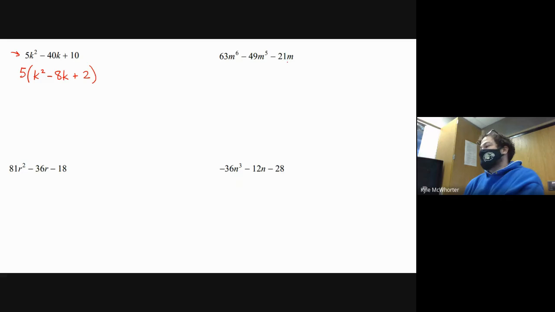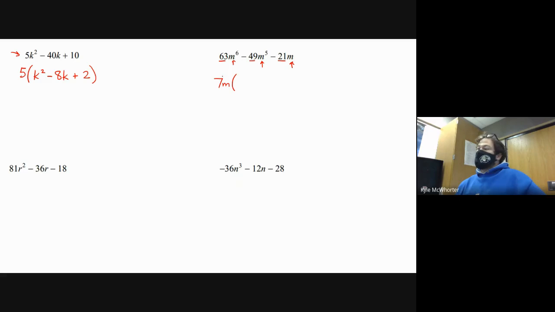63m to the 6th. So when I look at this, I'm looking at the 63 and the 49 and the 21, and it looks like 7 goes into all of those. And then look at the variables. If you have a variable in all 3 terms, so we have an m show up in all 3 terms, that means we can factor out an m also. So I'm going to factor out a 7m and then see what we're left with.